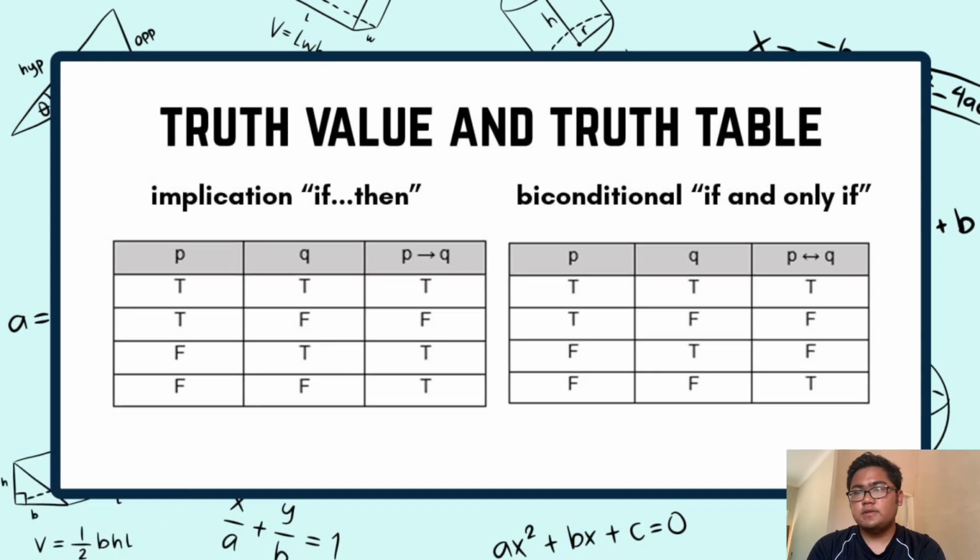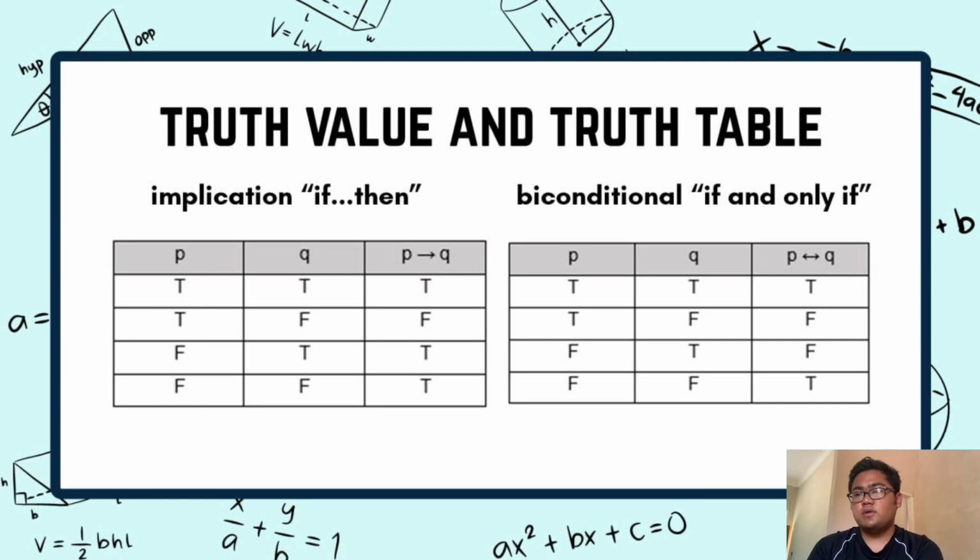So next is implication, if then. If P and Q are true, then if P then Q is true. If P is true and Q is false, if P then Q is false. If P is false and Q is true, if P then Q is true. And if P and Q are both false, if P then Q is true.